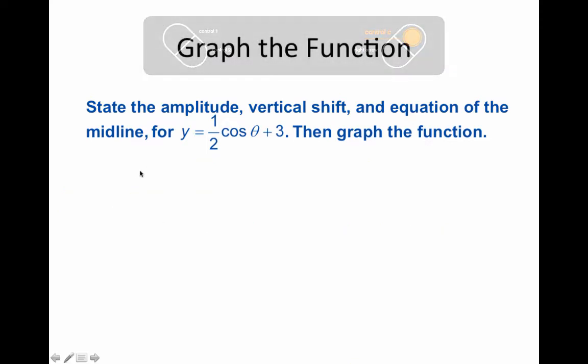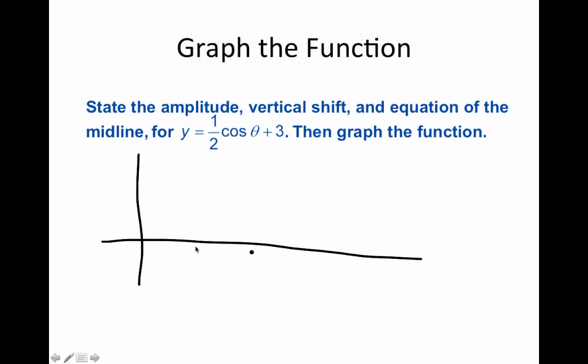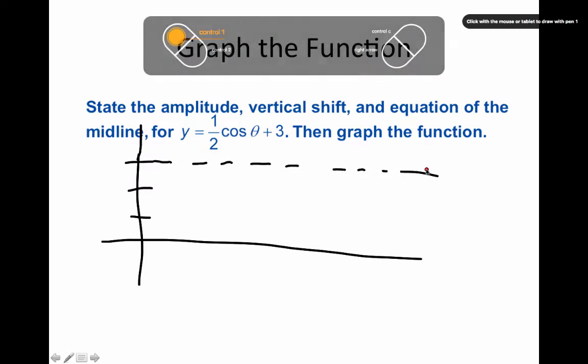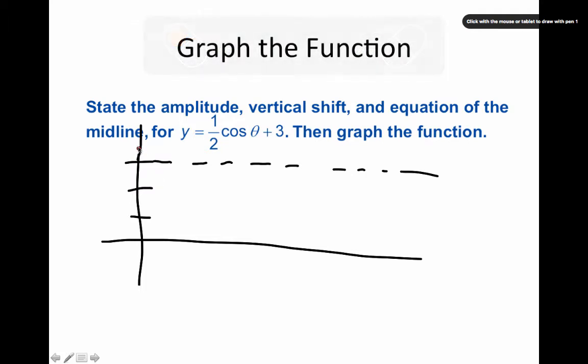So I'm going to go up 3. There's my new midline. And then from there, I'm going to go a half a unit up and a half a unit down. I know I'm going to get through 360. That'll be up here. That's 360.